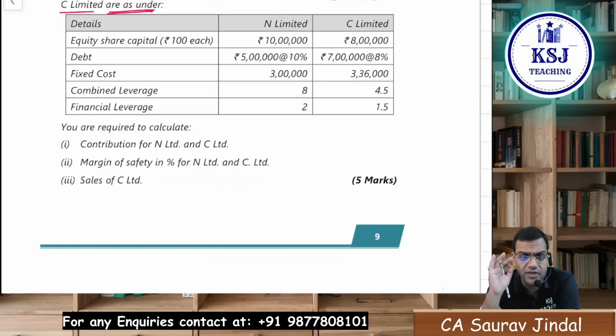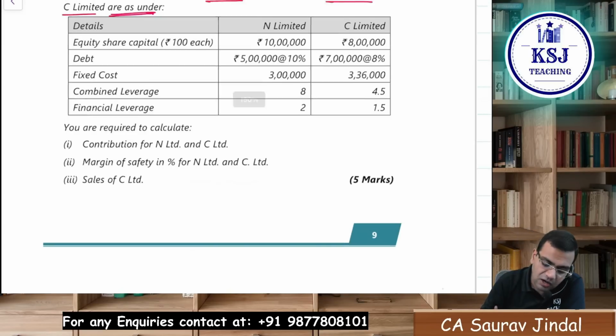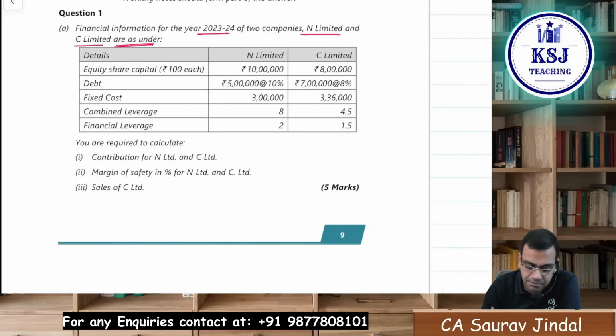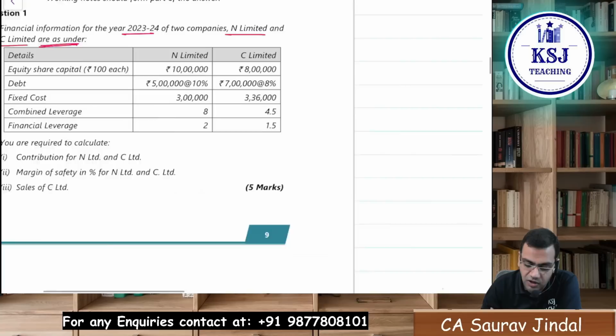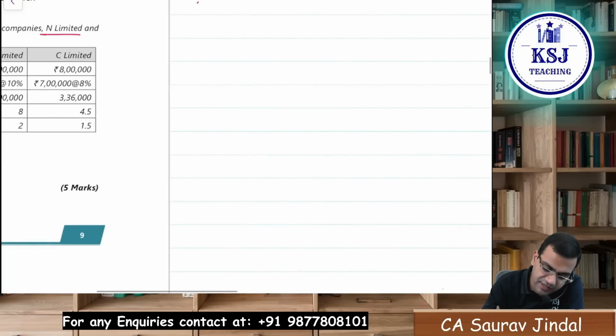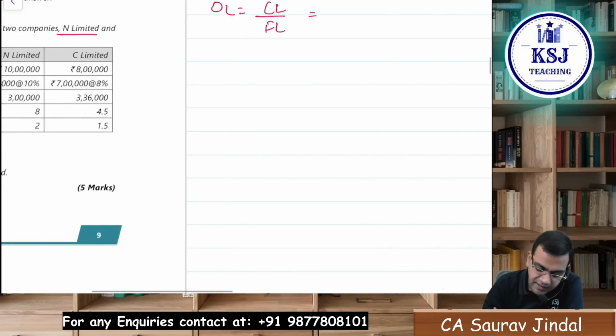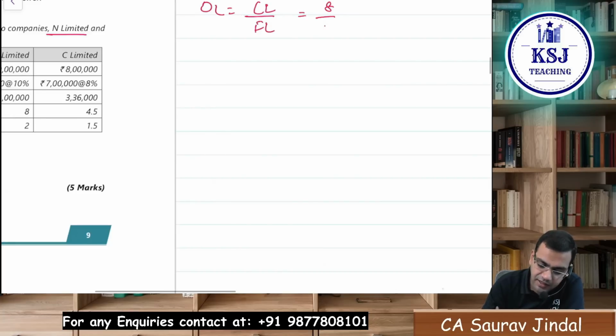Sir, any way in which we are able to find out the contribution? Just think about it. From equity share capital? No, sir. From debt? No, sir. From fixed cost? No, sir. Any other way? Yes, sir. Now, just try to understand. We have combined leverage and financial leverage. From here, can we find out operating leverage? Operating leverage will be combined leverage divided by financial leverage. Combined leverage is how much? 8 divided by 2. So operating leverage will be 4.